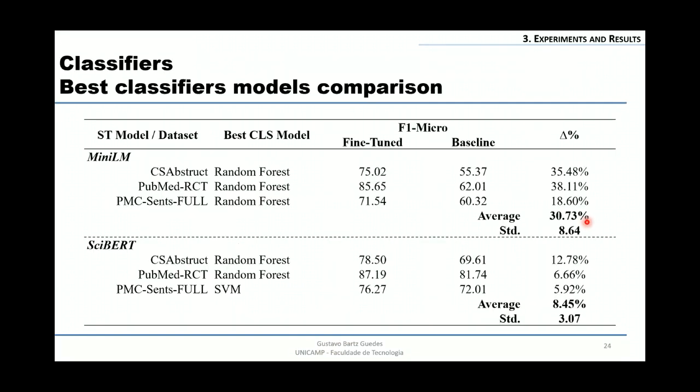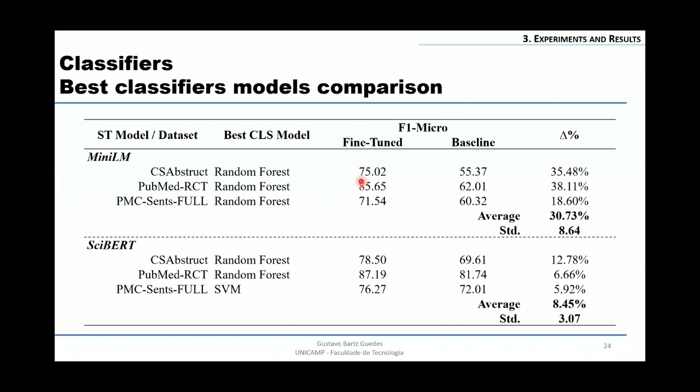So here we present a comparison between all these results. Here we have MinLM. These are the 3 data sets we use. For CS abstract, the best classification model was random forest. The fine-tuning model had a F1 micro. Oh, I forgot to talk about which metric we use here. So here we use F1 micro. In this case, it's equivalent to accuracy.